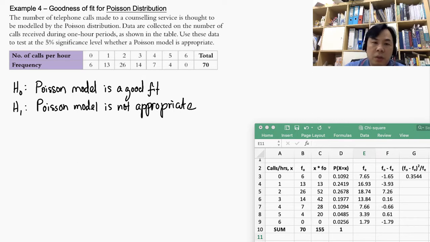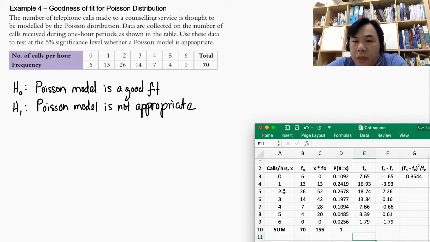Secondly, we're going to carry out the standard routine. Here I have already prepared the data to speed up our discussion. Now you can see that we have the number of calls per that time frame, and then the observed frequency. Instead of using O, I'm just using a different notation here. You can use whatever notation you like. These are the observed frequencies. So this is what we have.